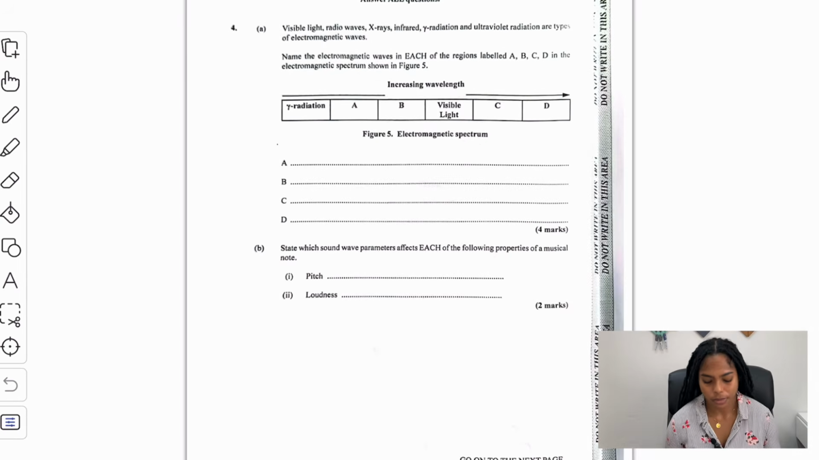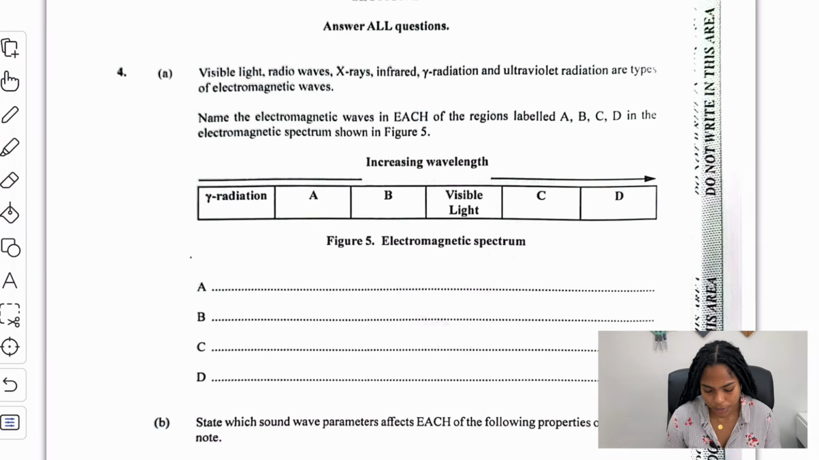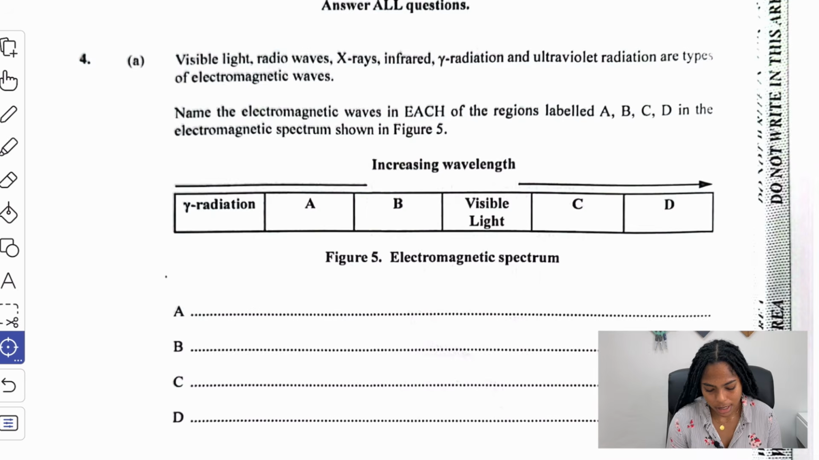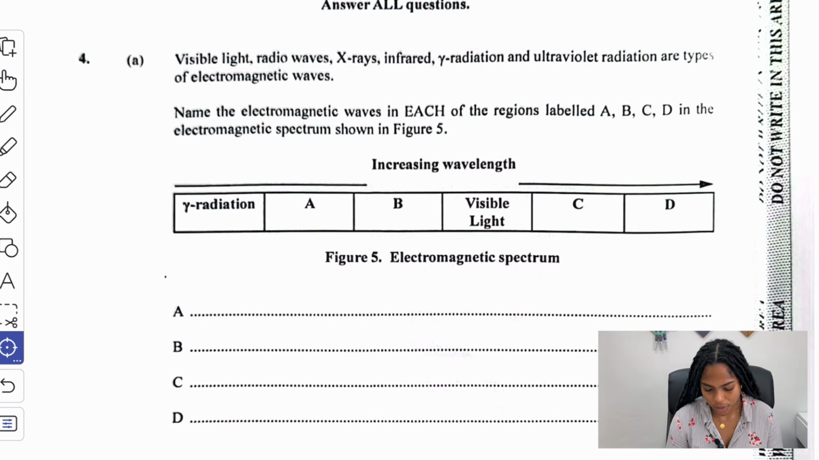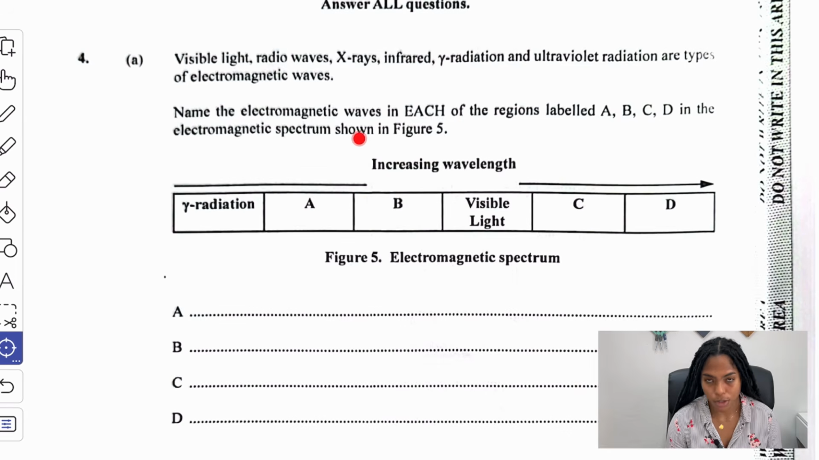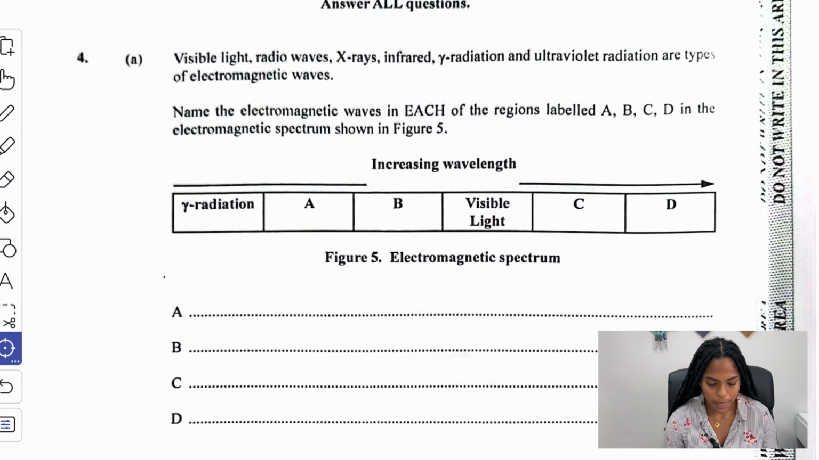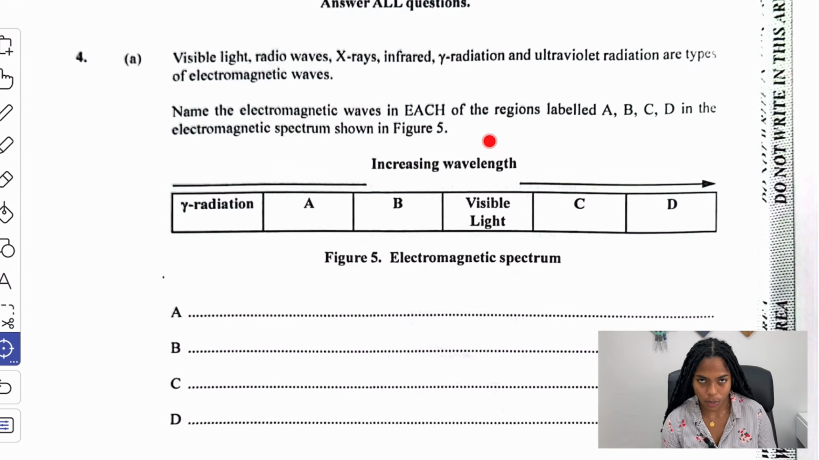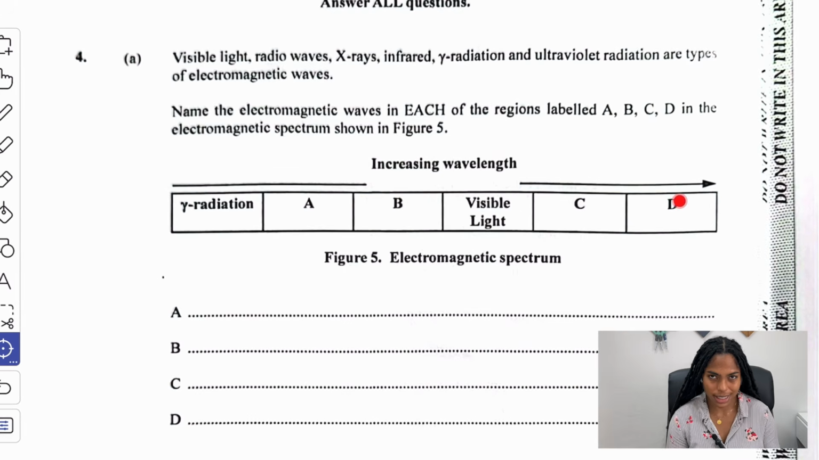So now we are on question 4. Visible light, radio waves, X-rays, infrared, gamma radiation, and UV radiation are types of electromagnetic waves. Name the electromagnetic waves in each of the regions labeled A, B, C, D in the electromagnetic spectrum shown in figure 5. So they made it a little bit trickier here. They're trying to trick us a little bit. Because usually we go from left to right. We start with the largest wavelength, which is radio waves, and then we work our way down to gamma rays. They intentionally turned it the other way.